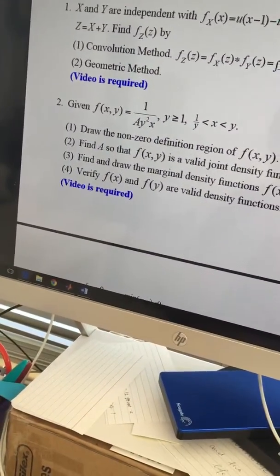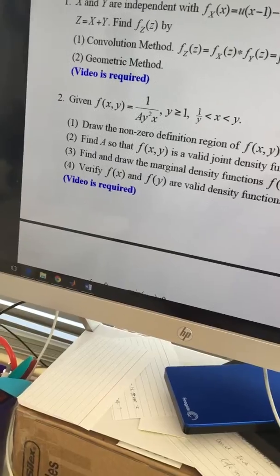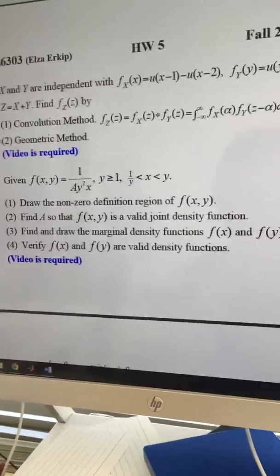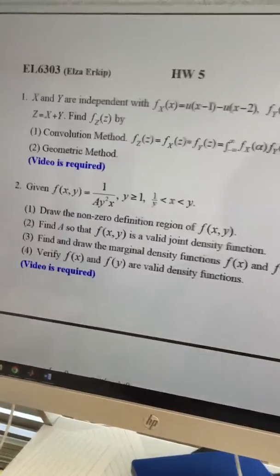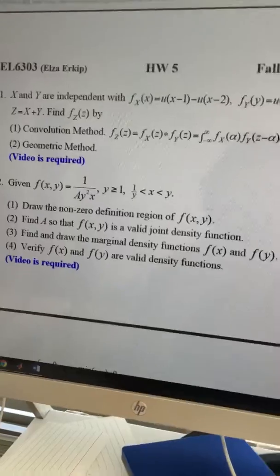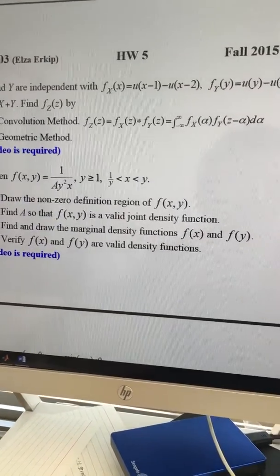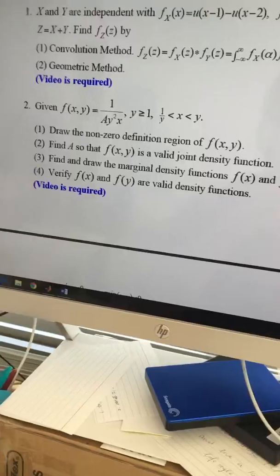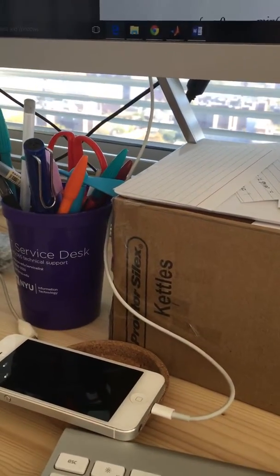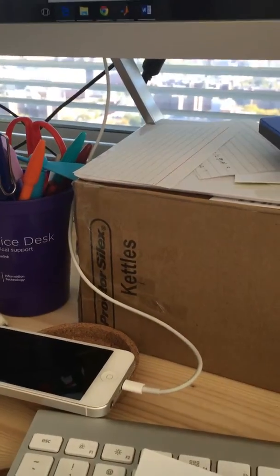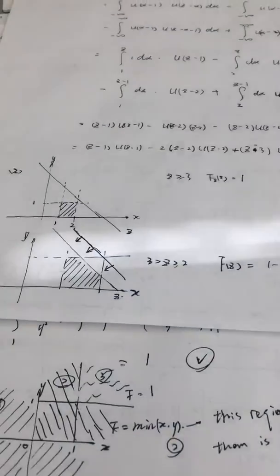Alright. Another way to compute this probability density function is the geometric method, which is to draw the coordinates and move the Z line up and down, to see what we get for the uppercase F_Z, and then differentiate. So let's do the second method here.